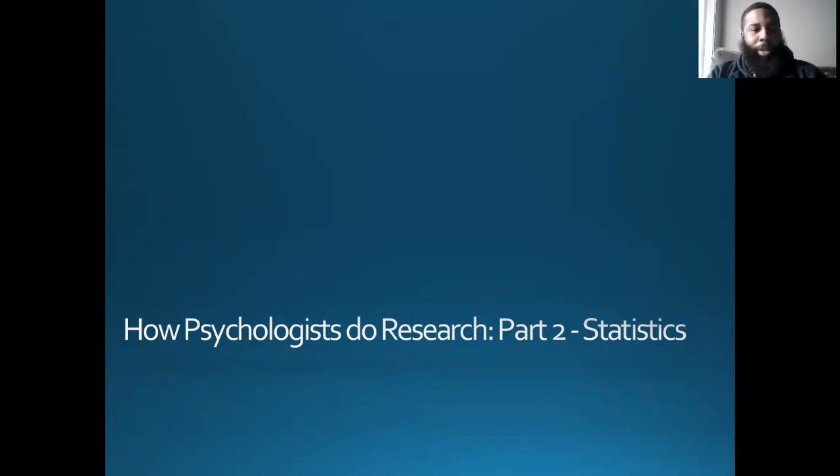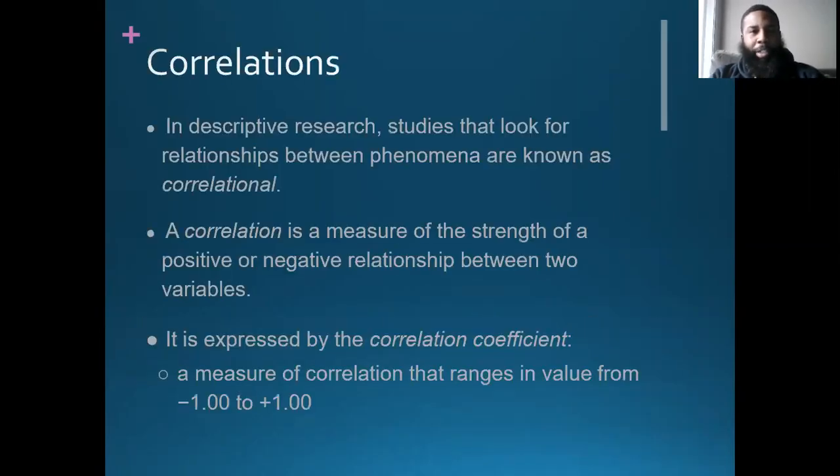All right, so how psychologists do research, part 2, statistics. First and foremost, they utilize a plethora of different statistical ways to get at answering certain questions. You'll get a lot of these and more in your methods and statistics course. But for today, we're going to just briefly go over what some of these things are, right? So the first thing we're going to talk about is correlations, right?